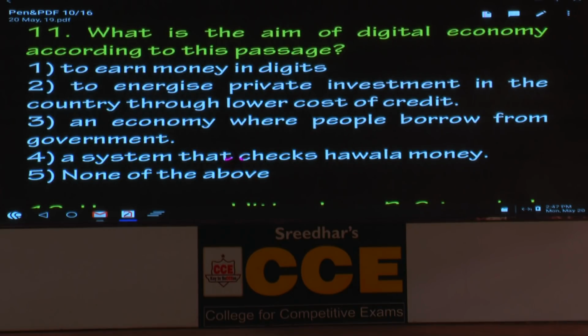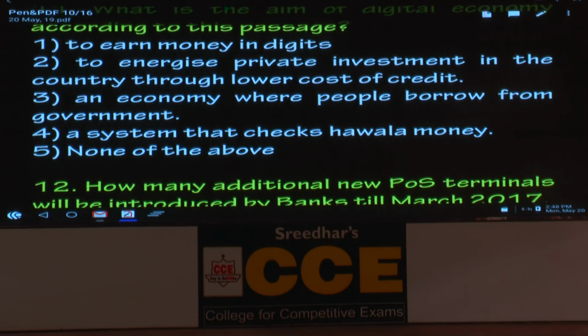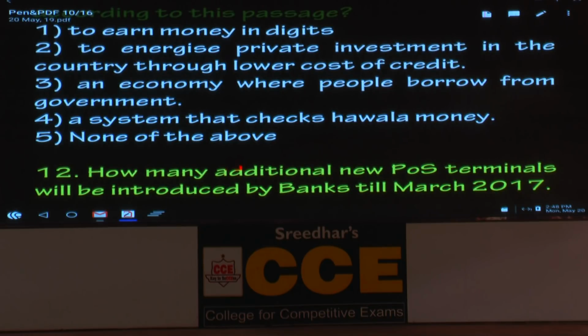Almost all the questions are easy to answer based on explicit information. Now keep the hard copy with you. What is the aim of digital economy according to this passage? You may get tempted to choose the first option. Not the first option, where is this black money? The fourth option, a system that checks hawala money.